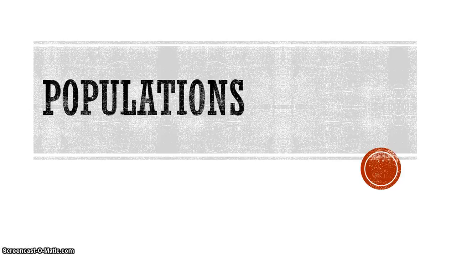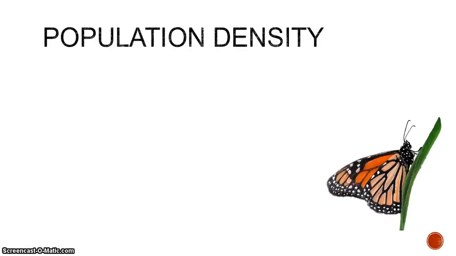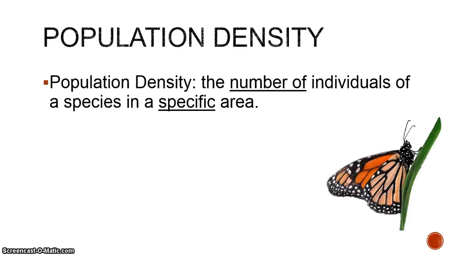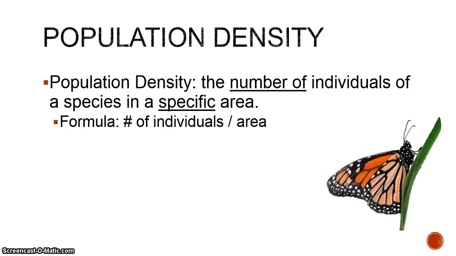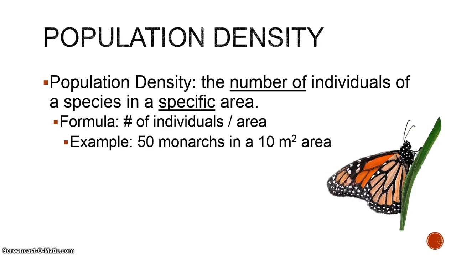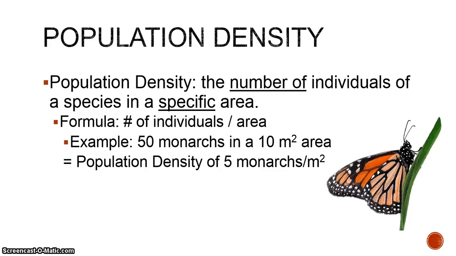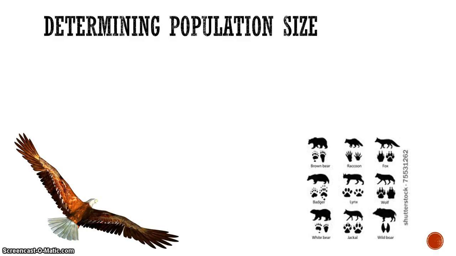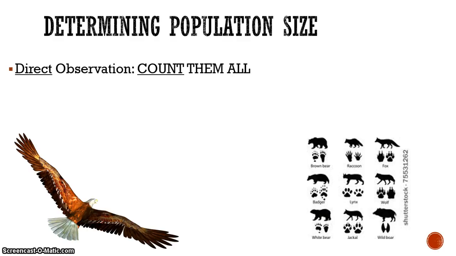Okay, we need to look at population. So population, or population density, is talking about the number of individuals of a species in a specific area. For example, if you have 50 monarchs in a 10-meter squared area, your population density is 5 monarchs per meter squared. In order to determine your population size, you could try direct observation, where you count them all.